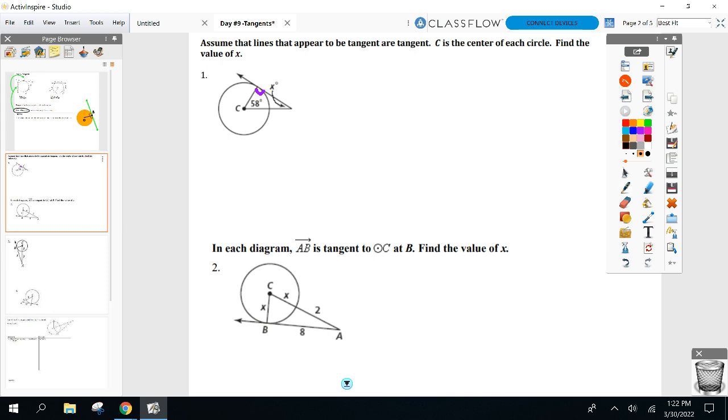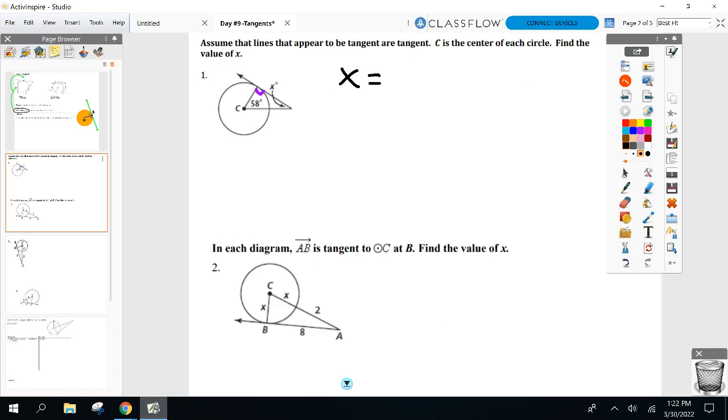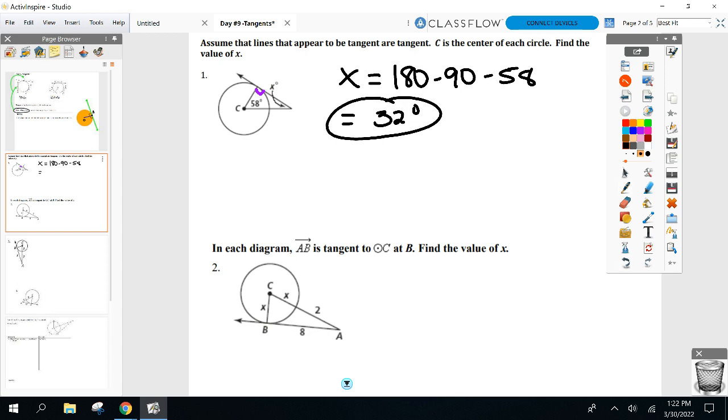And don't overcomplicate it when you find X. I don't need to know anything else about circles to find X. How are we going to find X? Yeah, 180 degrees in a good old triangle, minus the 90 we just put in, minus the 58 that was given. And we end up with 32 degrees for X. Okay, simple. I get it. It's simple. But if you don't know the theorem, it's not. Agreed? If we don't know the theorem, we're never doing this problem.